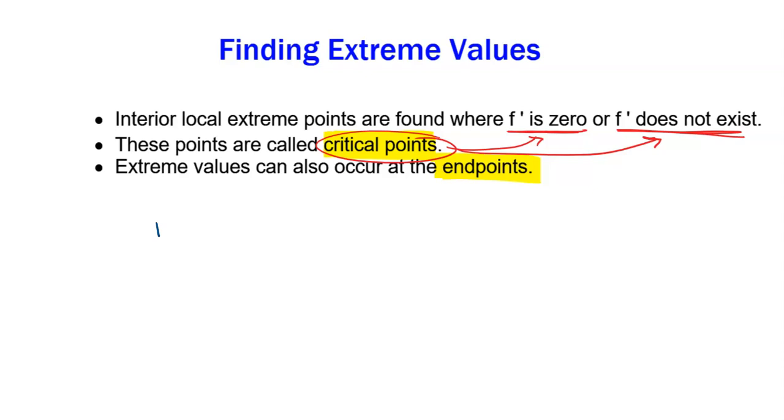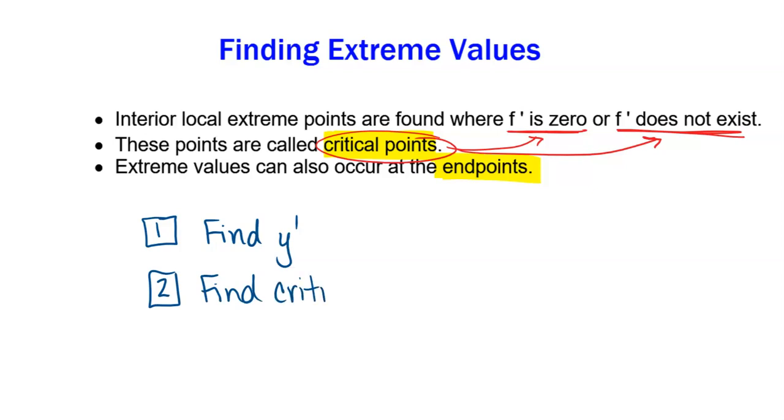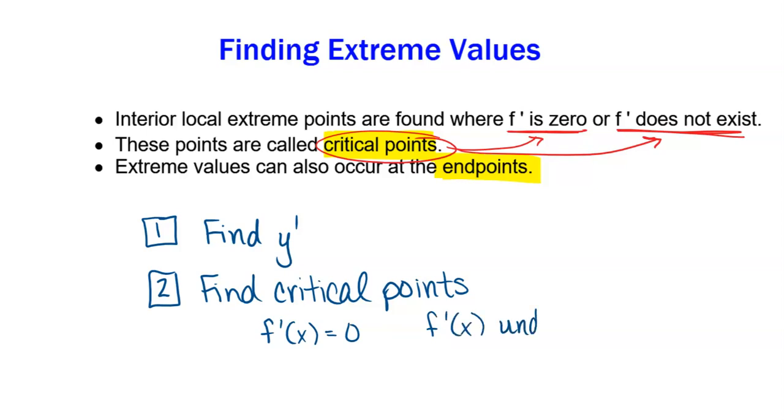There's going to be sort of 3 steps to this process. The first step is to find the derivative, because we can't figure out where the derivative is 0 or where it doesn't exist if we don't know what the derivative is in the first place. So the second step will be to find the critical points. And this means solving 2 different types of equations. We need to solve where is f prime of x equal to 0, and where is f prime of x undefined.